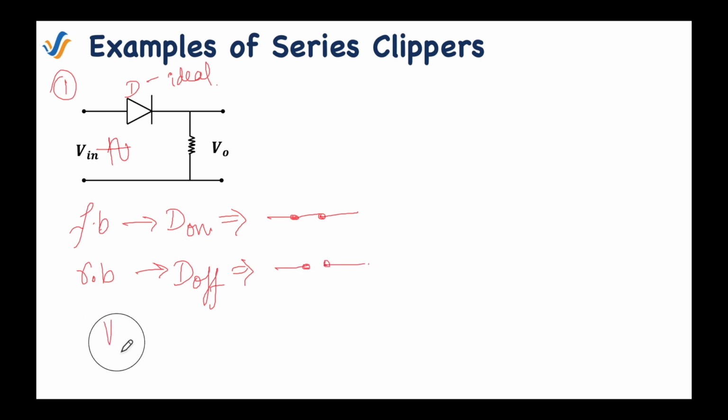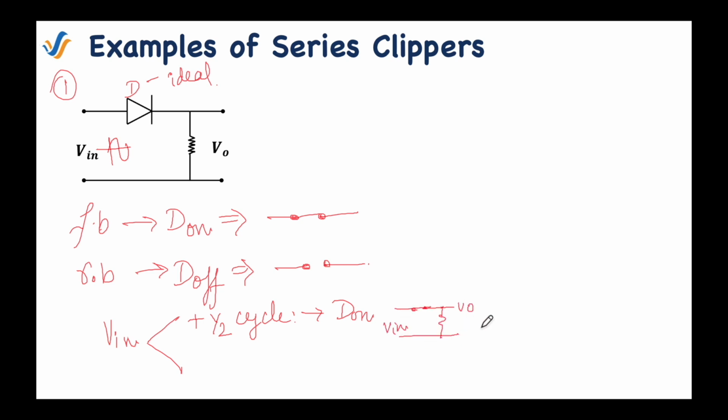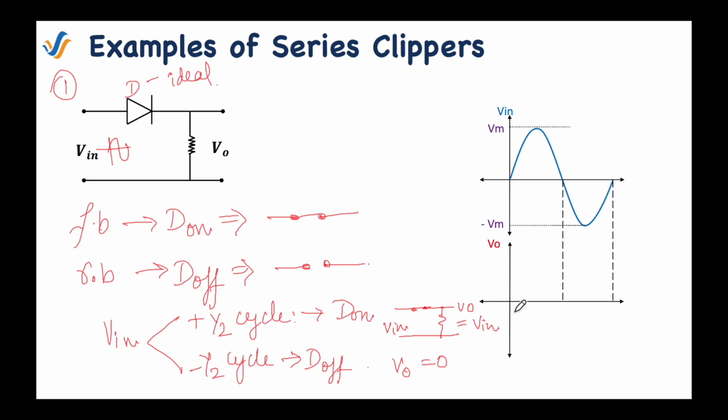Now as we have taken that the input is a sinusoidal waveform, in the positive half cycle, the diode will be forward biased and we can say the diode is on. So we replace the diode with a closed switch, which means that the output will follow the input. In the negative half of the input signal, the diode will remain off and the output will be 0. Using this, let's draw the output waveform. In the positive half, the output is following the input, and in the negative half of the input signal, it will remain 0. Now let's draw the transfer function for this circuit.